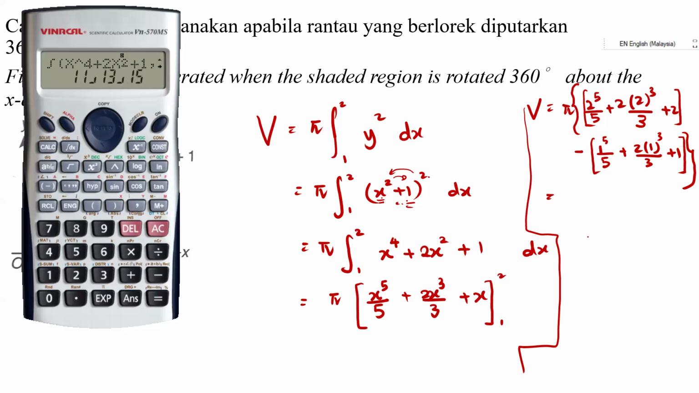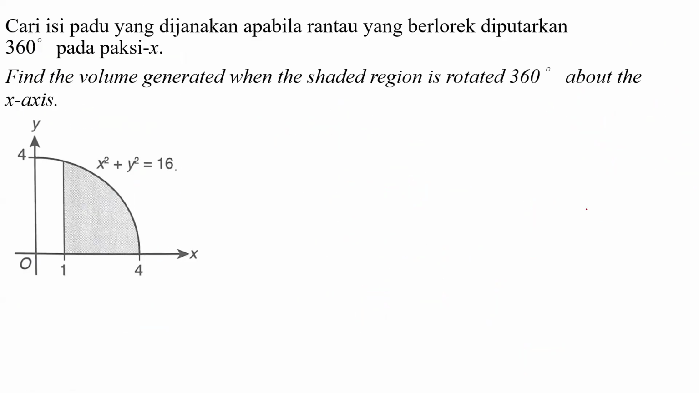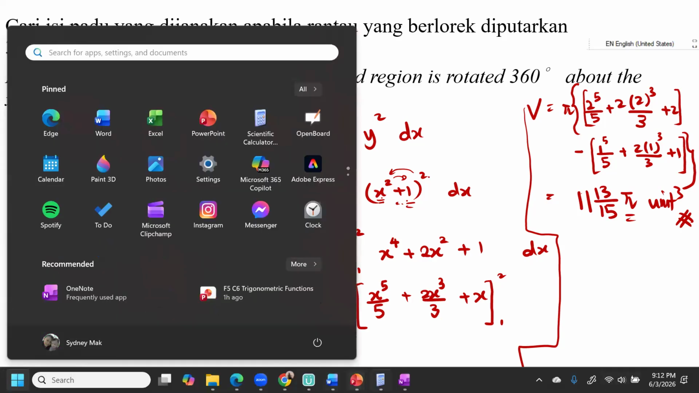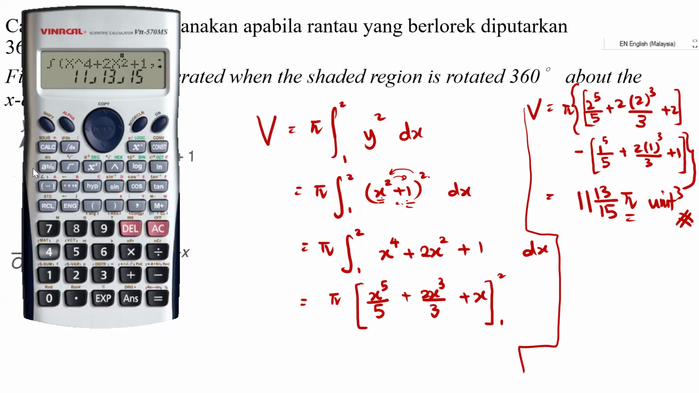11 and 13 over 15 pi unit cube. Leave your answer in terms of pi. No need to change it to 3.142, just leave it like this. You can leave it as a mixed number, or if you don't like mixed numbers, make it an improper fraction.